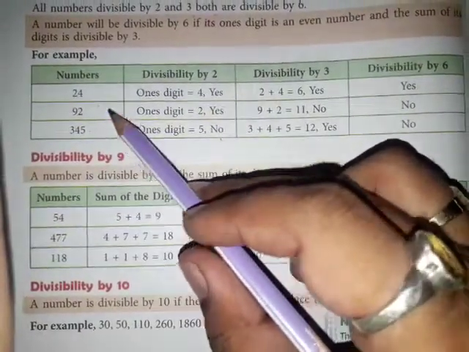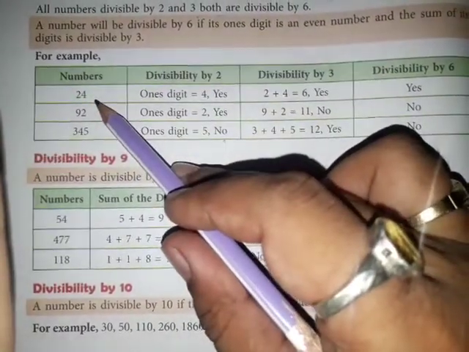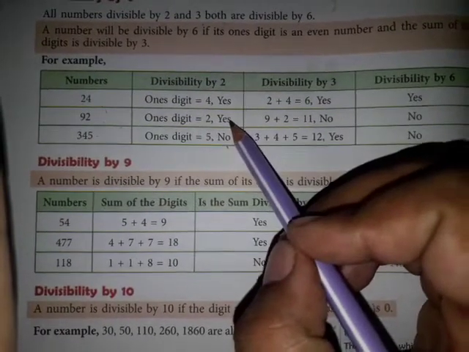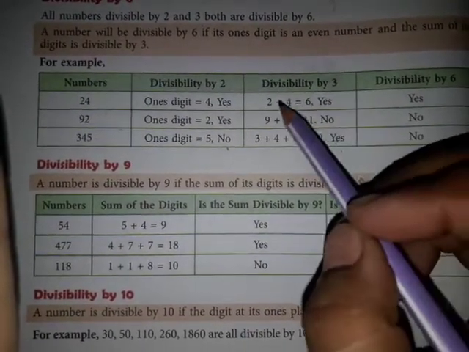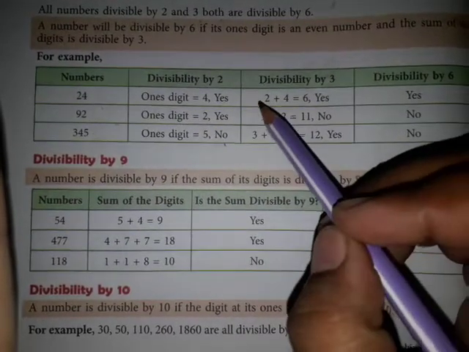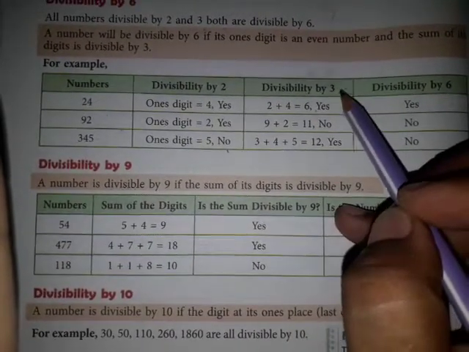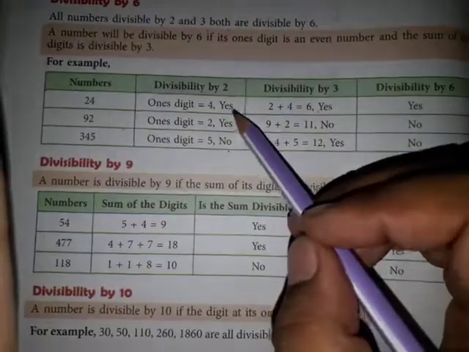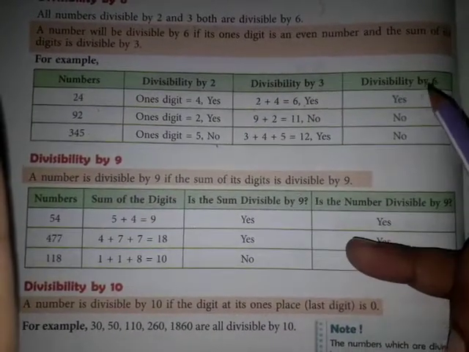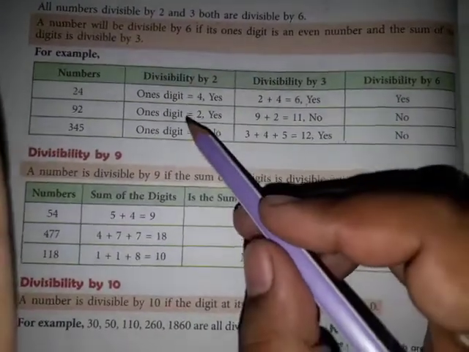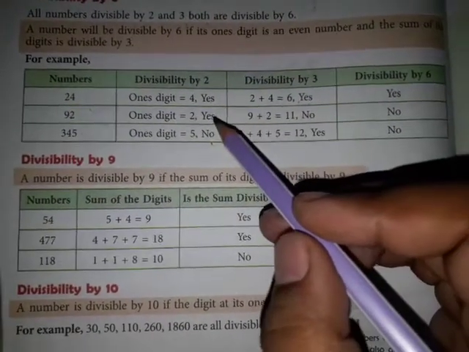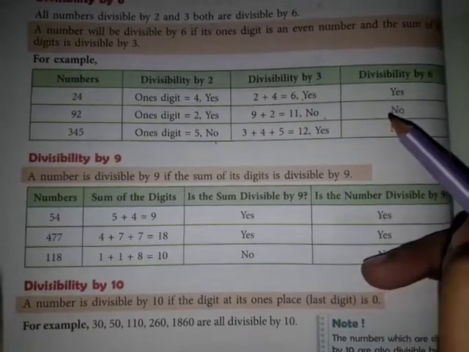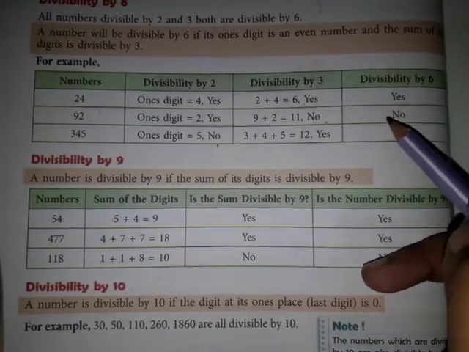Let's check these two even numbers. 24, the ones place is 4, and here the ones place is 2, so both are divisible by 2. Now divisibility by 3, so we apply the rule of divisibility by 3. 2 plus 4 is 6, 6 comes in 3's table, so yes, it is divisible by 3 also. So 24 is divisible by 2 and 3 both, that's why it is divisible by 6 also. But as you can see here, 92 is divisible by 2 but not by 3, because 11 doesn't come in 3's table. So 92 is not divisible by 6.